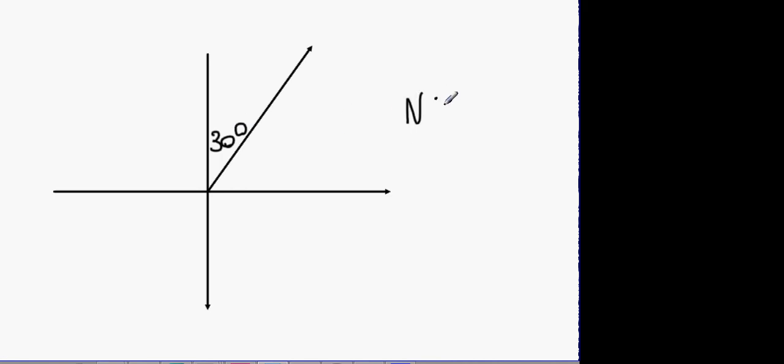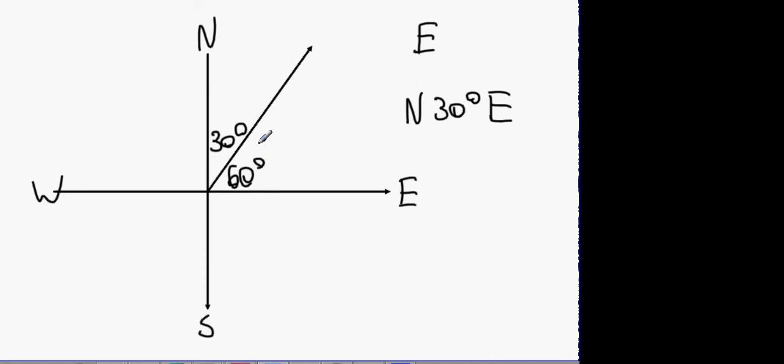North, 30 degrees, east. Or can anybody give me another one? East, 60 degrees north. Okay? Because you're going east and then 60 degrees upwards. Or you're going north and 30 degrees downwards.